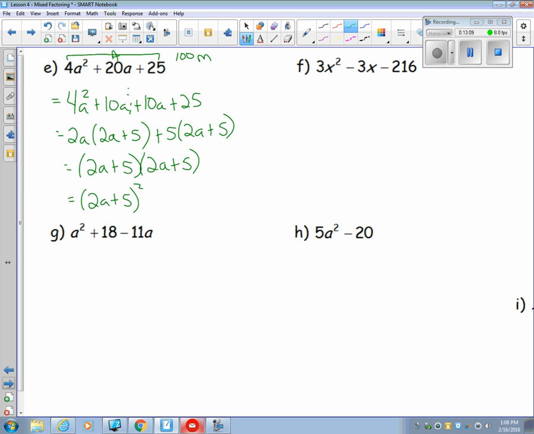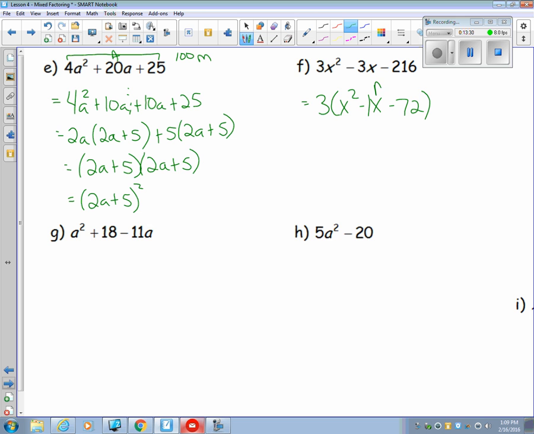Okay. Let's look at F. Common factor. Hey, 3, 3. Let's see if they're divisible by 3. 216 divided by 3 makes 72. Yeah, they are divisible by 3. That's common factor. Okay, what am I left with? I got something inside. It's got an even exponent. I may be able to factor this one.